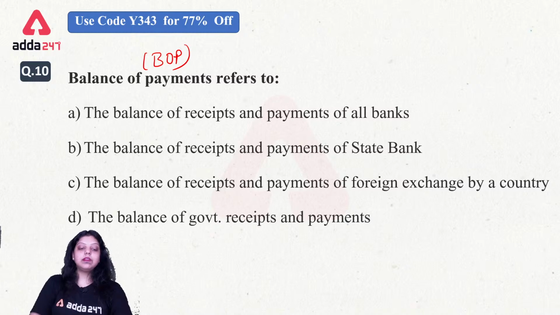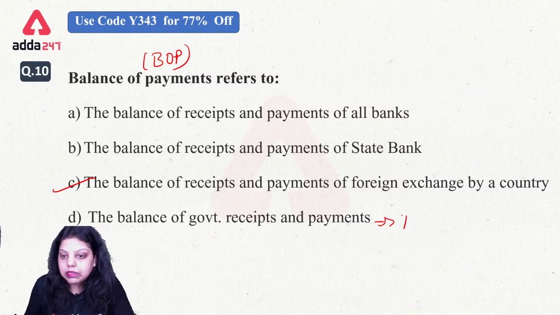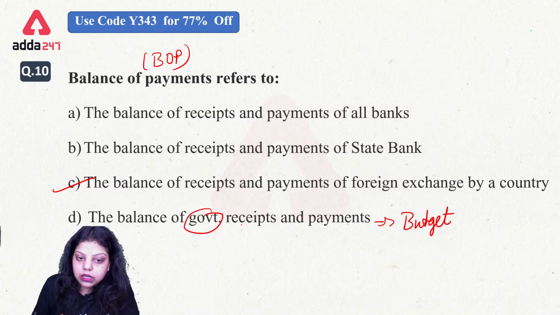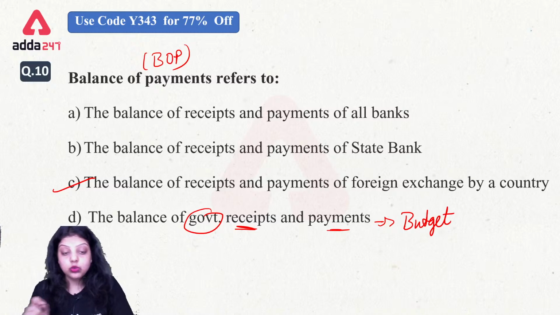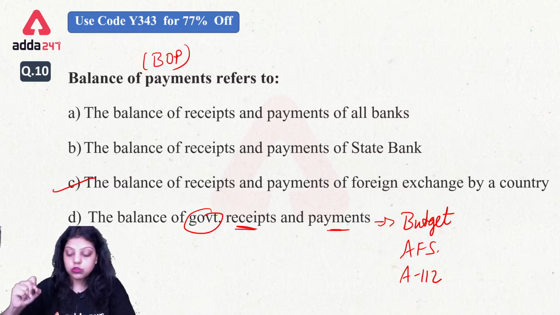See, the right answer will be option C. D is not the right answer. D is talking about the budget. The balance of government's income and expenditures is known as the annual financial statement, which is defined under Article 112 of our Indian Constitution, which is known as the budget.